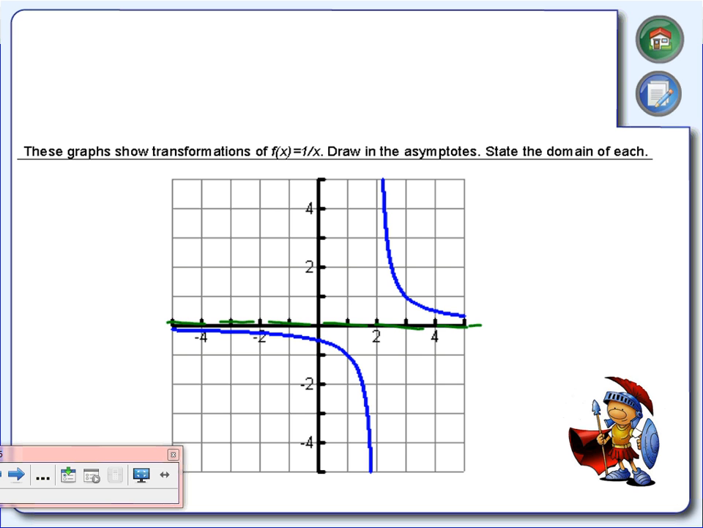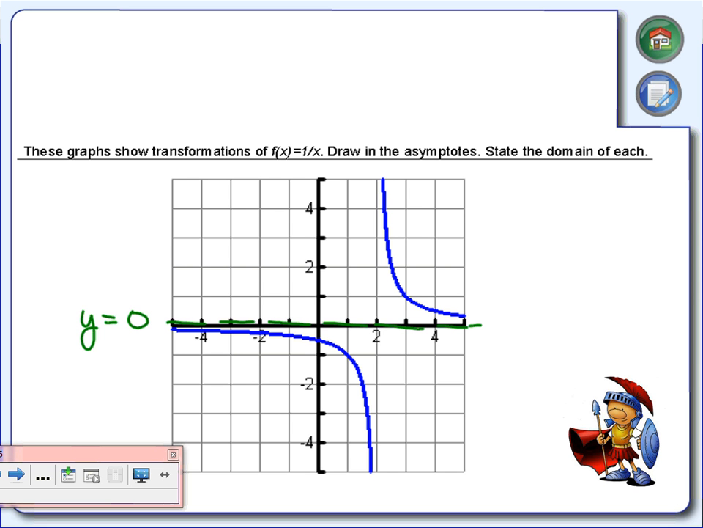Matter of fact, I'm going to write the equation for this line that I've just drawn here. And the equation for that line is y equals 0. That's the equation for this line right here. But there's another asymptote. There's a vertical asymptote. There's a line that goes straight up and down that we're going to get really close to, but we don't actually touch it. Can you see it?